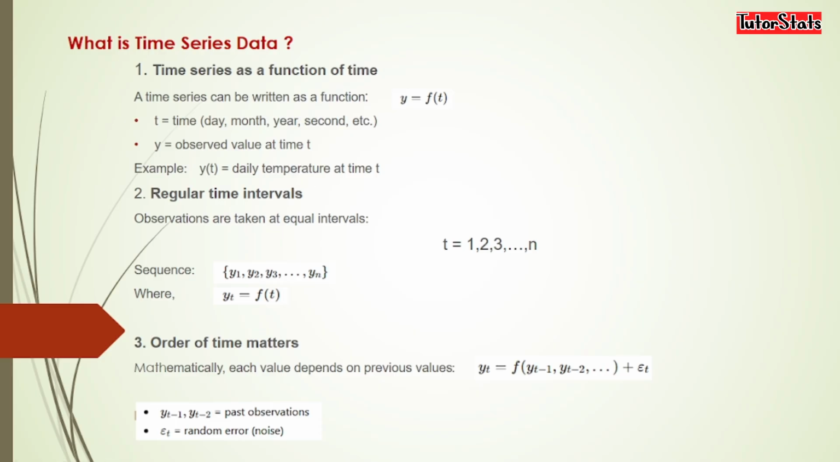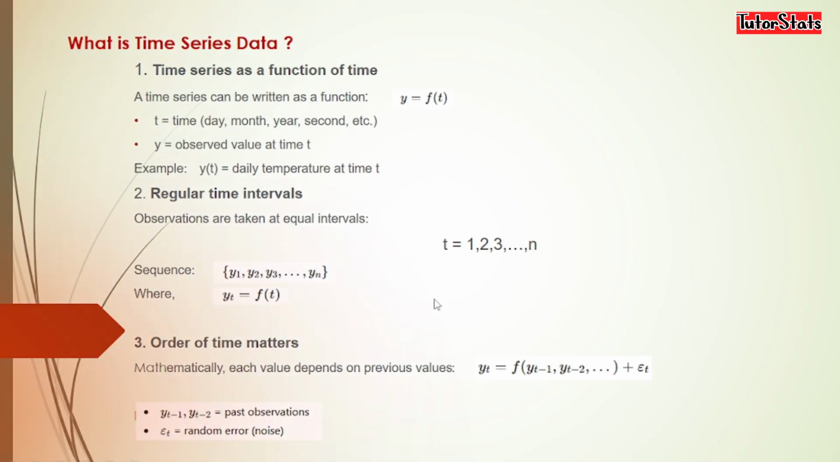Now the second important point is regular time intervals. In time series data, we always collect data at equal gaps of time. For example, every day, every month, every year. We usually represent time like this: t equal to 1, 2, 3 up to n. This means t equal to 1 is the first time point, t equal to 2 is the second time point, and so on. And the data values look like y1, y2, y3 up to yn.